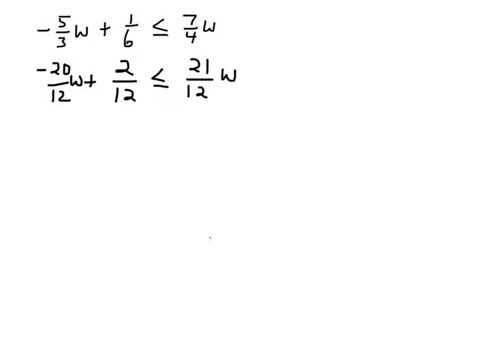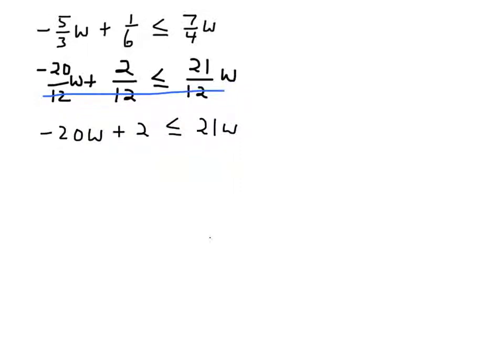Now we'll multiply both sides of the equation by 12. Now 12 is a positive number, so we don't have to worry about reversing the inequality symbol this time. And when we multiply both sides by 12, that's going to basically eliminate all the denominators and just give us negative 20w plus 2 is less than or equal to 21w. And remember, we want to get our variables on the left because it makes it easier to interpret the final solution when the variable is on the left-hand side of an inequality.